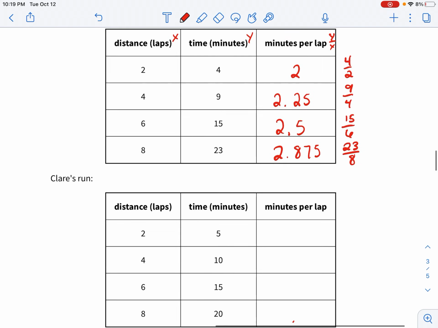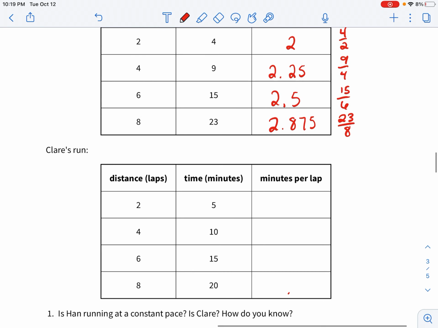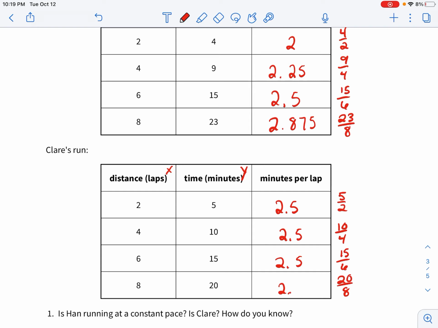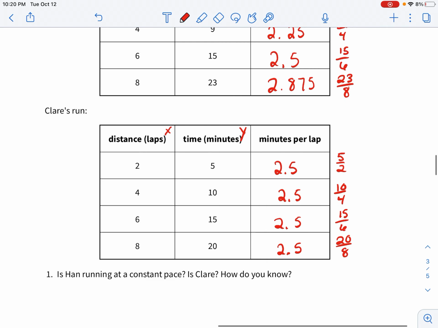Okay. All right, now Claire's run time. So minutes, same thing. You're going to do your y divided by your x. So 5 divided by 2 equals 2.5. 10 divided by 4 equals 2.5. 15 divided by 6 equals 2.5. And 20 divided by 8 equals 2.5. Okay, this one now is a proportional relationship, because she is running the same speed no matter how many laps she's running.